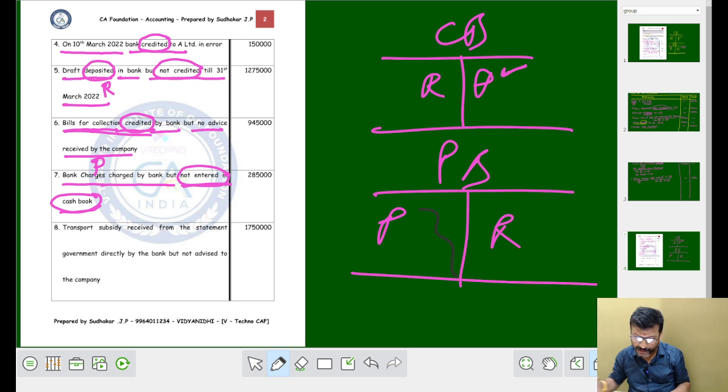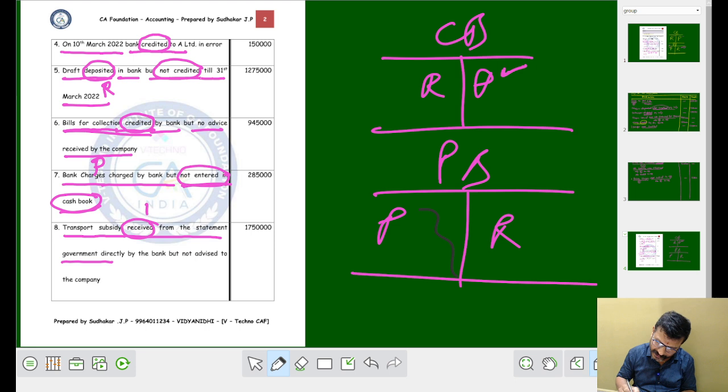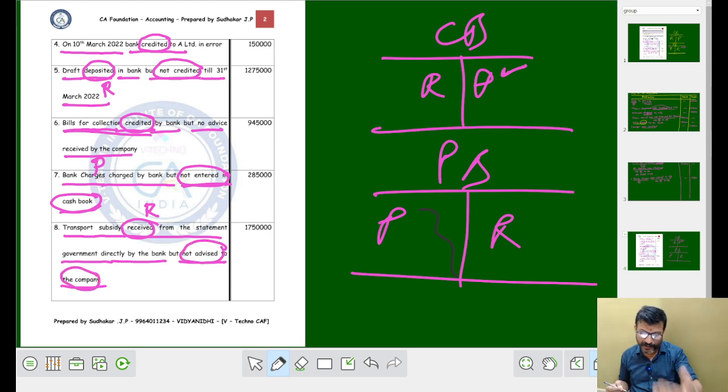Let us move on to the next point, my dear kids. Transport subsidy received from the state government. Received means what? Receipt. By the bank but not advised to the company. What do you mean by not advised to the company? Just now earlier we came across not advised to company, no information received by the company. It stands for what? No entry in the cash book.